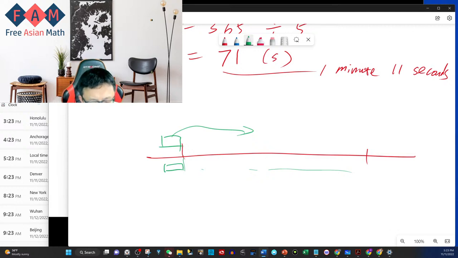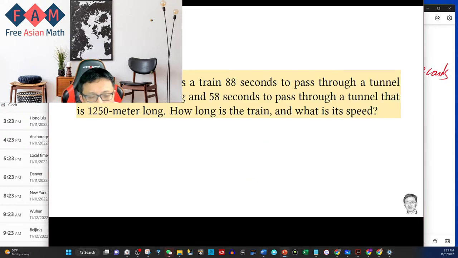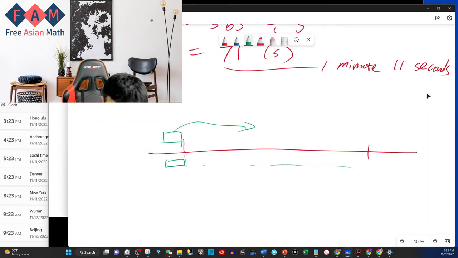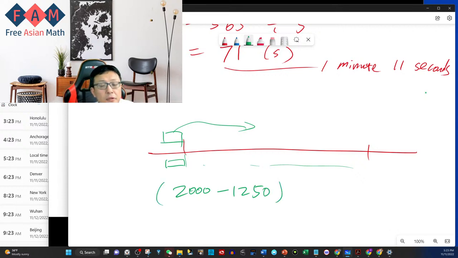So the takeaway is that because the length of the train and the speed did not change at all, this additional amount of distance, which is 2,000 minus 1,250, is the difference between the two distances that the same train traveled. Why is this true? Because it traveled in two different times.